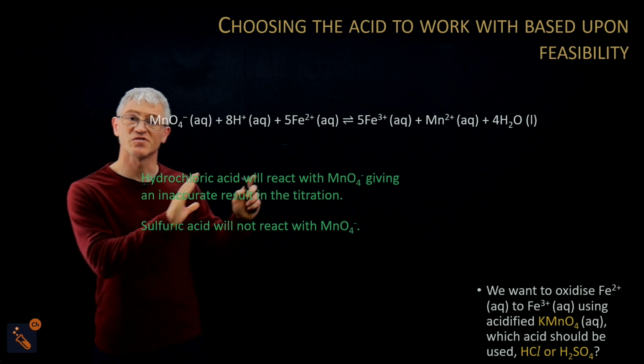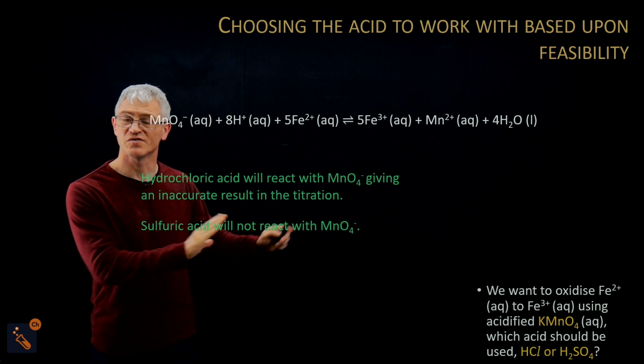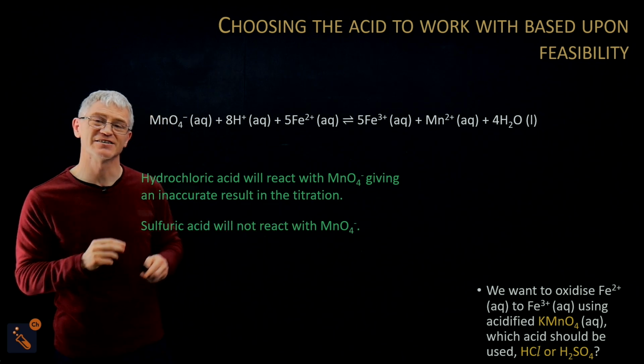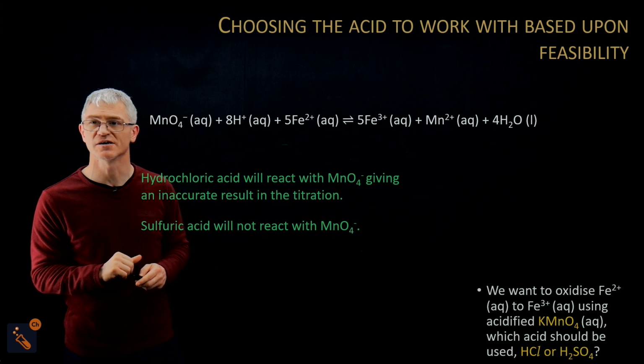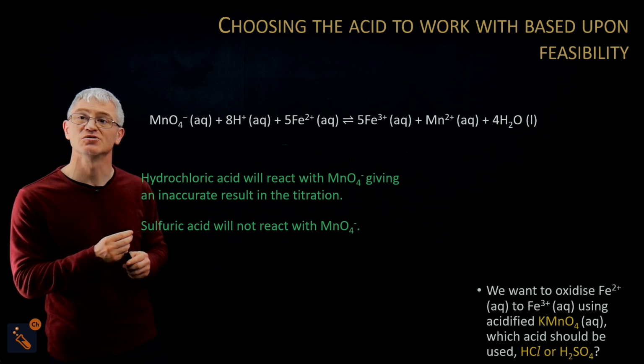The hydrochloric acid will react with the MnO4, giving an inaccurate result, and that's your answer. The sulfuric acid will not react. What I'd add to that as well is I'd use the electrode potentials to prove that. And it's really important that if you're given electrode potentials data, you use it.